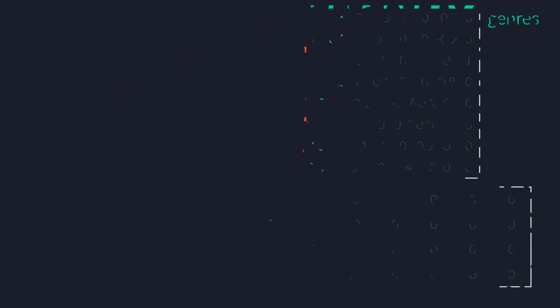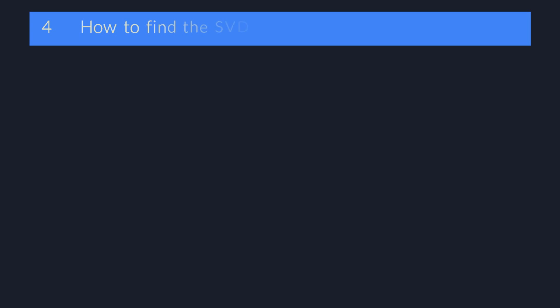Okay, now that we've seen how amazing the SVD is in compressing your data and discovering new concepts, the final question is, how do we calculate it? How do we actually find the ellipse and the 3 matrices?